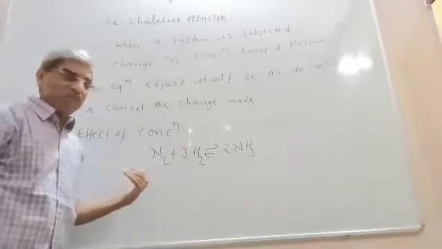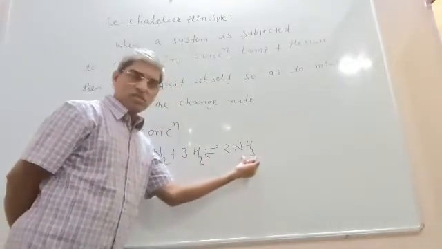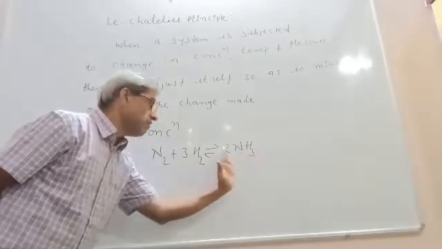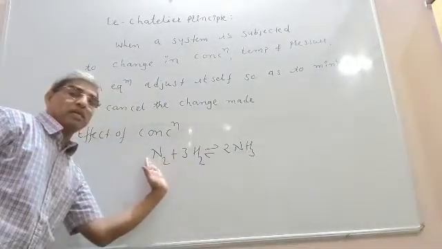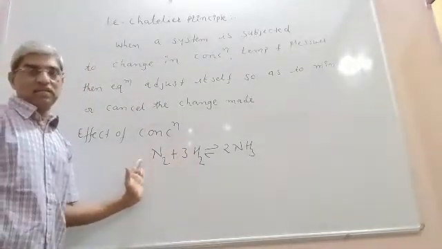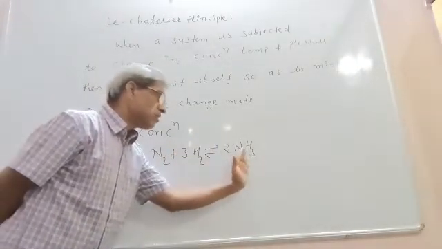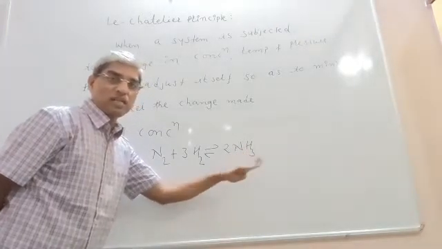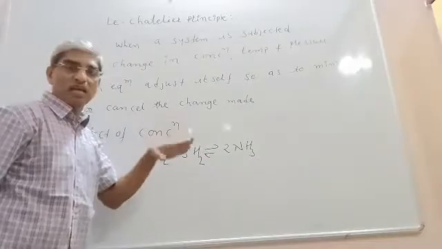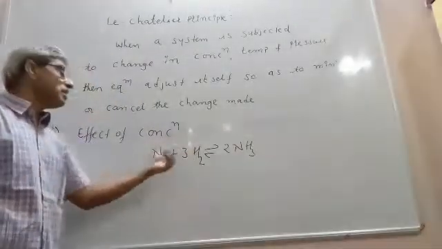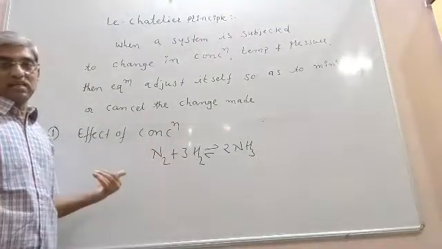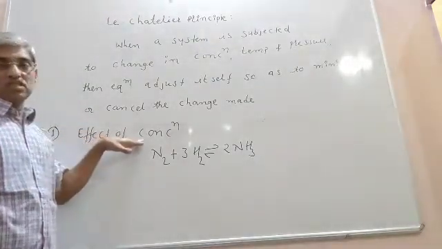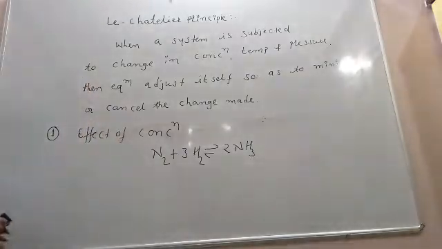Now in reverse, if we increase the concentration of ammonia, the increase in concentration of ammonia will shift the equilibrium in the backward direction, means towards the reactant side. Means that change in concentration of ammonia is nullified, minimized or cancelled, to shift the equilibrium towards the reactant side. In this way, that is the effect of concentration on equilibrium.